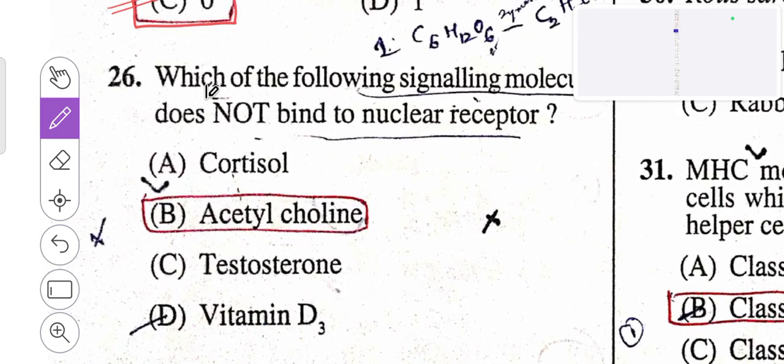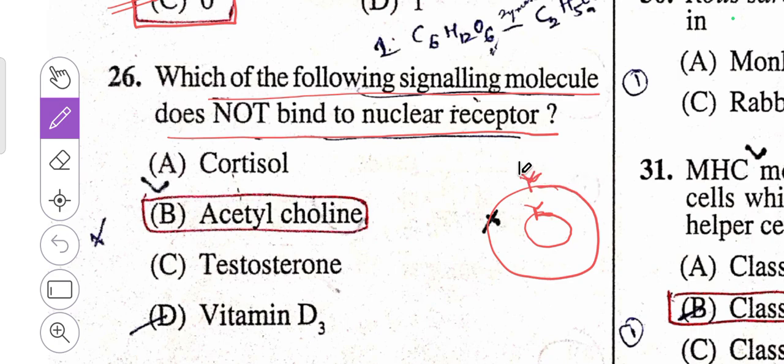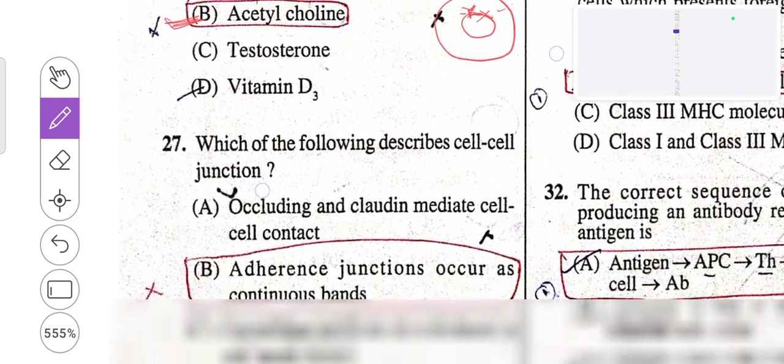Then 26th one, which of the following signaling molecules does not bind to a nuclear receptor? So some of the receptors will be found on the surface of the nucleus and some of the receptors will be present on the membrane. So those will be called membrane receptors. Here they are asking which does not bind to a nuclear receptor. So acetylcholine will not bind to a nuclear receptor, but it can bind to some other receptor, maybe in the cytoplasm or in the membrane. So B is the right answer. Then next question.